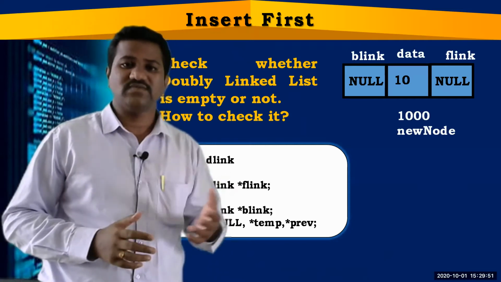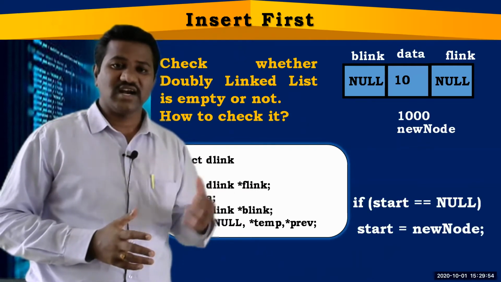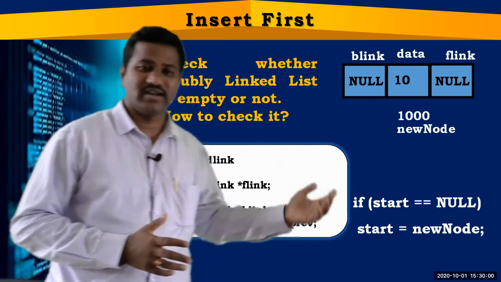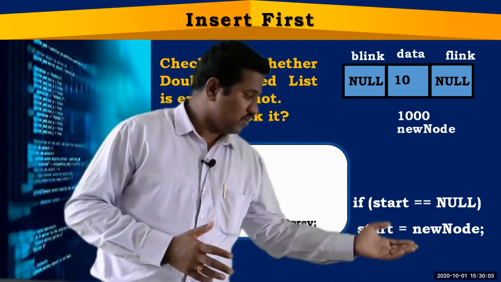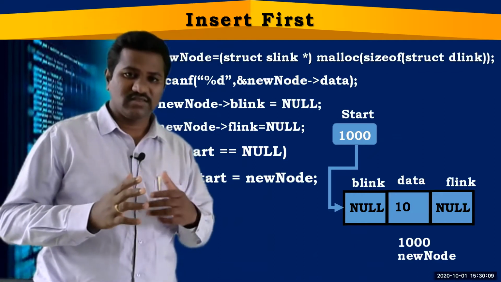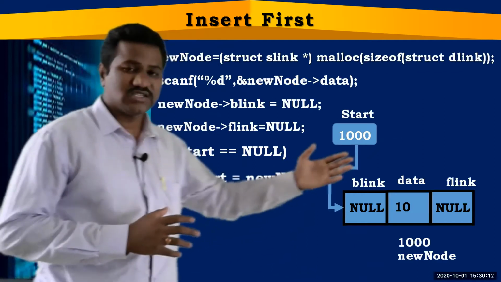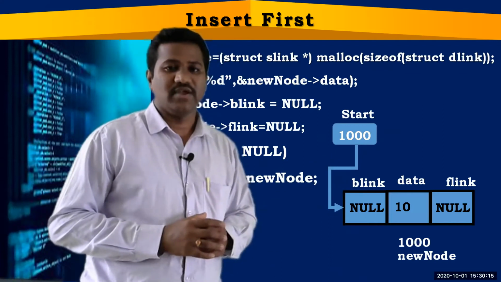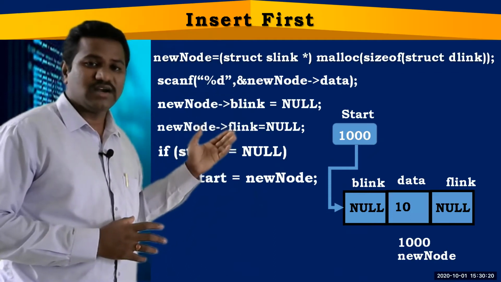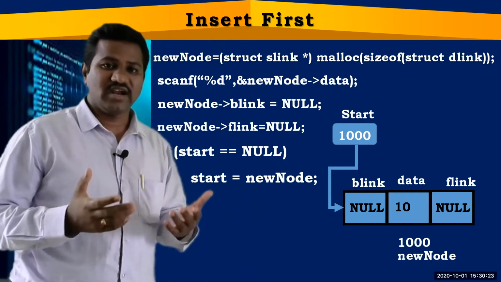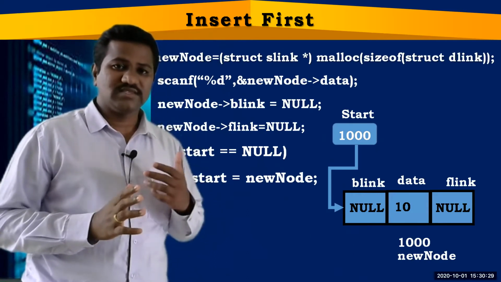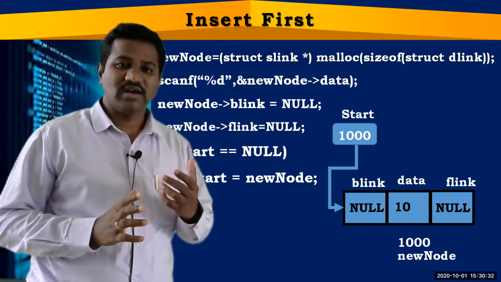When we call this insert_first function, we need to check a condition that start contains null. If so, simply our newly created node address should be stored in the start pointer. So finally, if you are creating the first node with the help of the insert_first function, this is how your double linked list is going to appear. And these are the instructions that we executed: allocating a block of memory, accepting the data part, assigning null to the link parts, and then checking whether we are creating the first node. If we are creating the first node, the new node address is stored in the start pointer. So this is how the insert_first function works when your double linked list is empty.